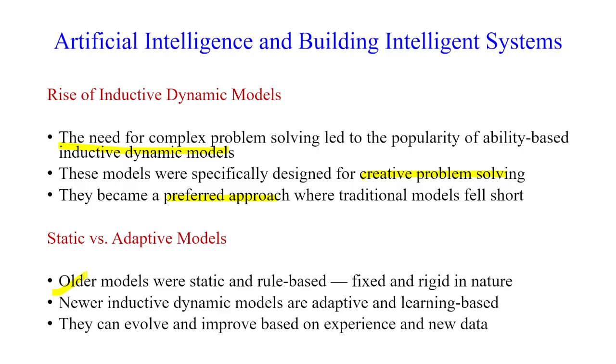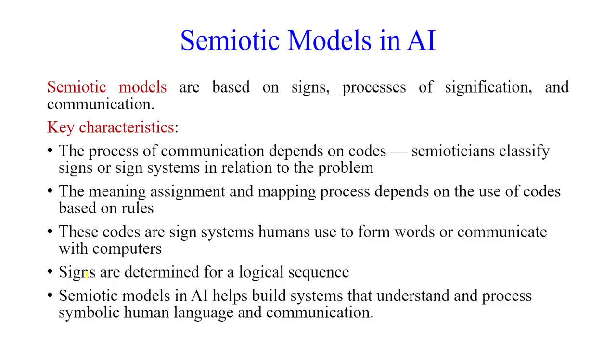So next, it's like a recipe book. Like if you say a recipe book is static, it will give you instructions, but the environment is dynamic. You have to adapt to it. You have to change according to the feedback given. Okay, right. Next, we will discuss semiotic models in AI.